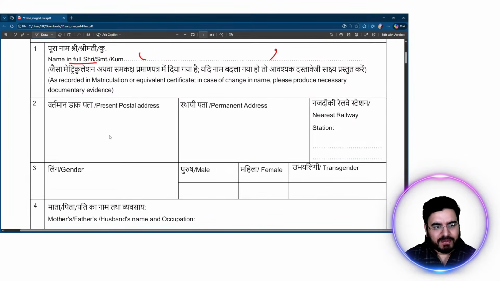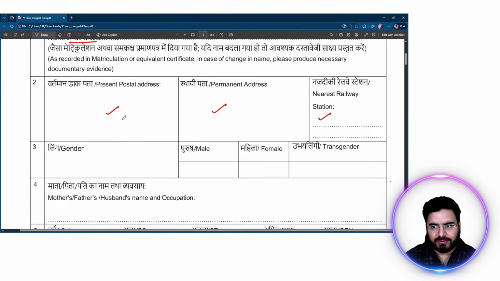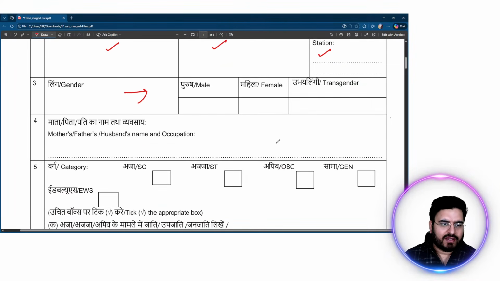Then we have the present postal address, permanent address, and the nearest railway station. Let's say you are from Jaipur, so you can mention the Jaipur railway station. Then you have to mention your gender, whether you are male, female, or transgender. Then mother's, father's, or husband's name and occupation.